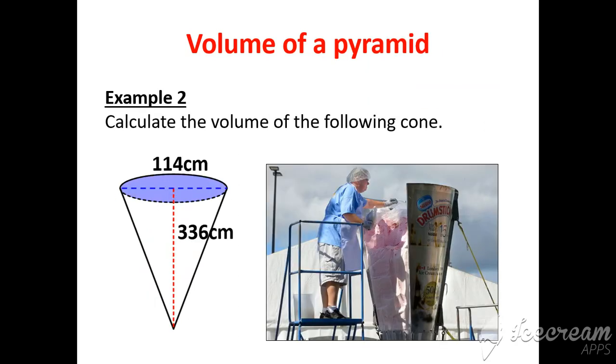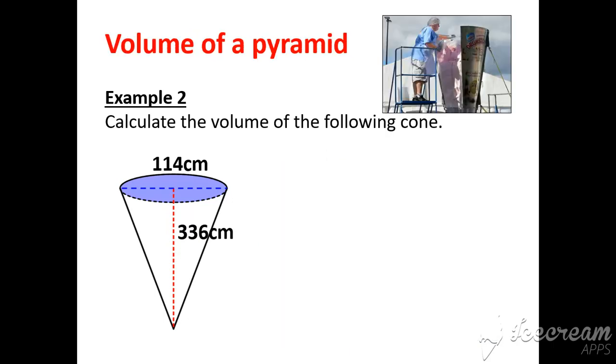All right, let's do this ice cream. I've wanted to, so let's do it. These are the measurements I think I've managed to find from the internet that make up the world record for the largest ice cream in the world. So it has a diameter of 114 centimeters and a height of 336 centimeters.